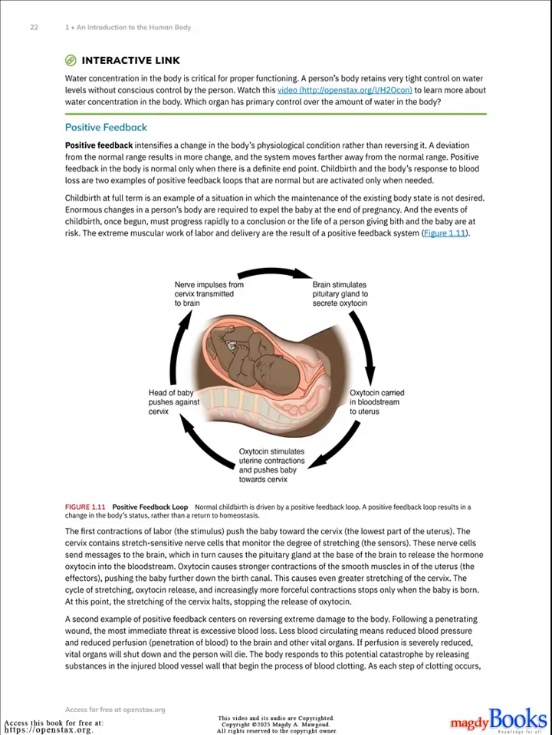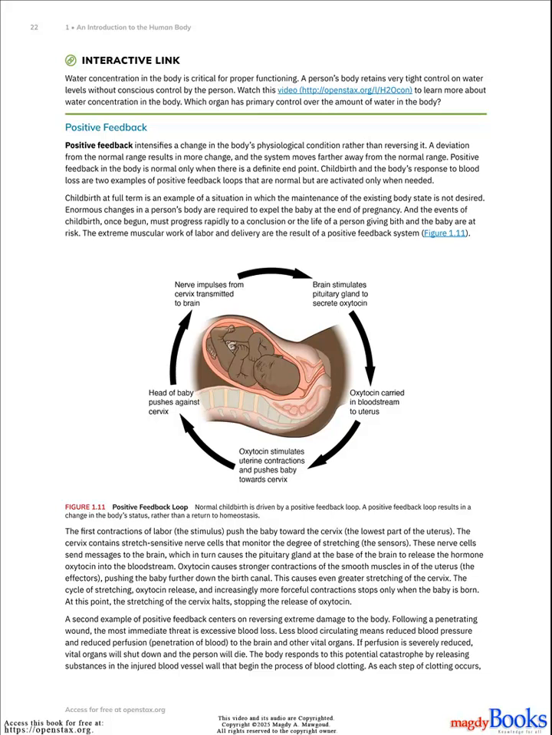The first contractions of labor, the stimulus, push the baby toward the cervix, the lowest part of the uterus. The cervix contains stretch-sensitive nerve cells that monitor the degree of stretching, the sensors. These nerve cells send messages to the brain, which in turn causes the pituitary gland at the base of the brain to release the hormone oxytocin into the bloodstream. Oxytocin causes stronger contractions of the smooth muscles of the uterus, the effectors, pushing the baby further down the birth canal. This causes even greater stretching of the cervix.